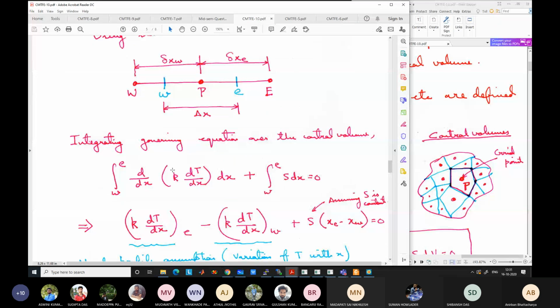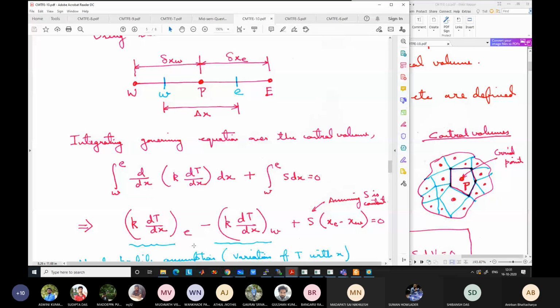So this volume integral can now be written as a surface integral. Here the surface is actually just two points, the east point and the west point. So k dT/dx at east minus k dT/dx at west. The change happening in this volume is equal to the change of flux, or whatever comes in from the east and west faces.